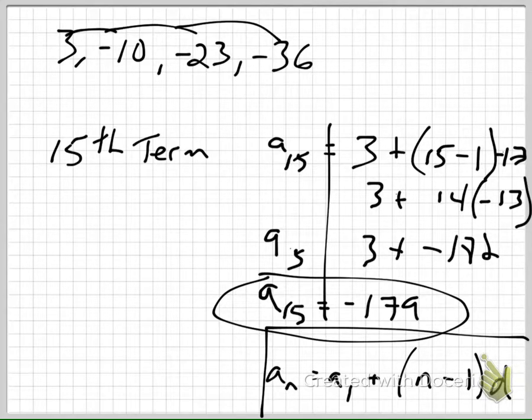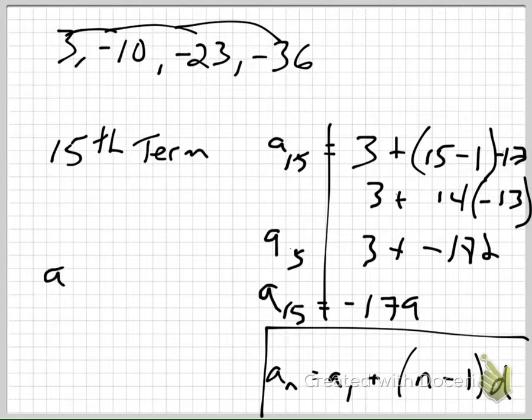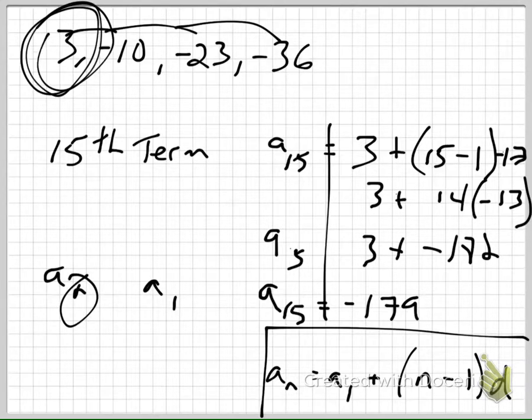So now do you remember? Listen, A_n. This is the important part. A_n is what number are we trying to find? We're trying to find the 15th number. That's what A_n is. A_1 is the first number in the sequence. That would be here. That's the first number. Makes sense now? Let's do one more.